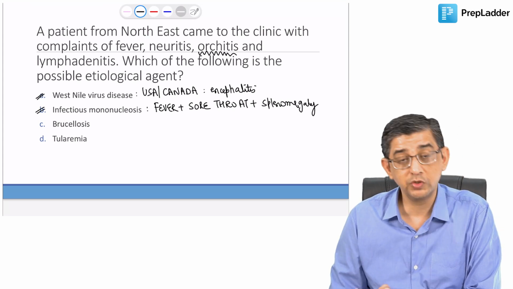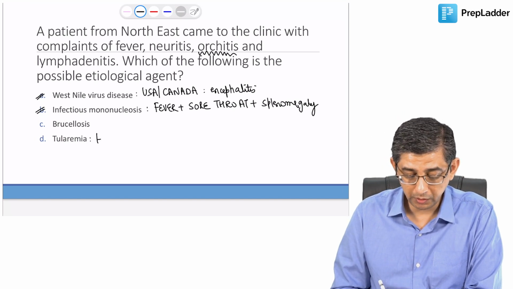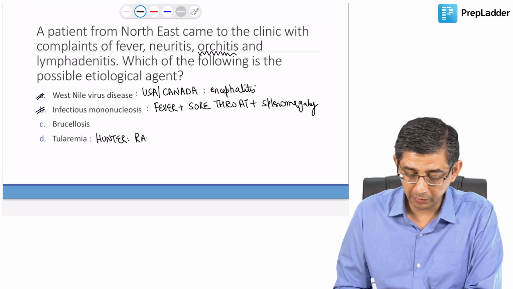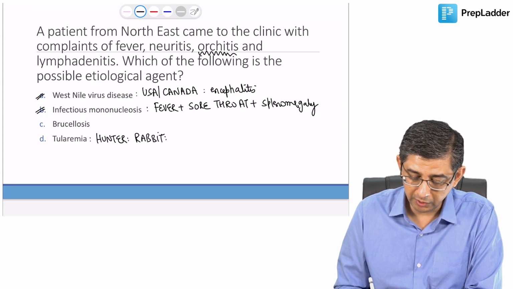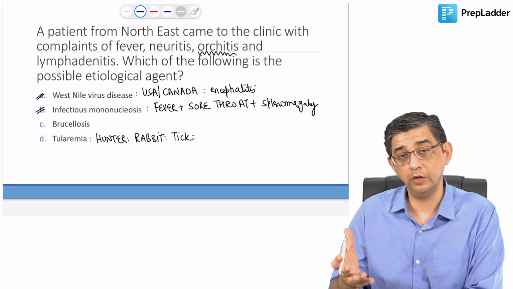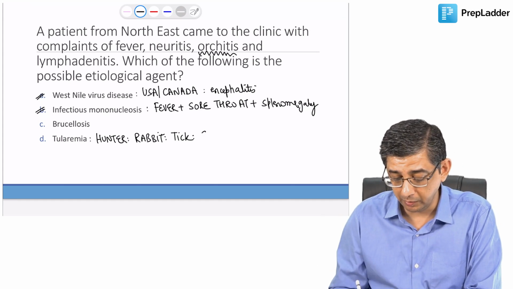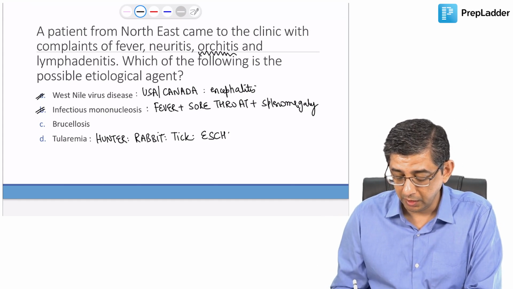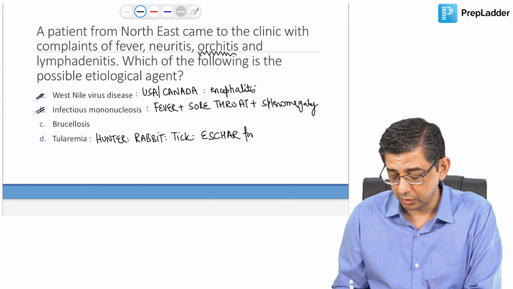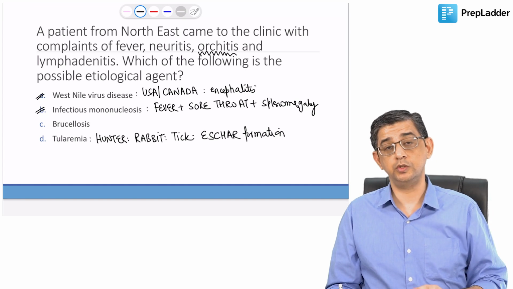You are left between brucella and tularemia. In tularemia, the history given is mostly of a hunter. This guy was hunting, let me say, rabbits. When he killed the rabbit and was skinning the rabbit, the ticks that were living on the body of the rabbit, now they need blood, they need something to eat on, so they bit this hunter on his hand. So eschar formation.